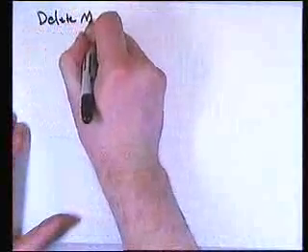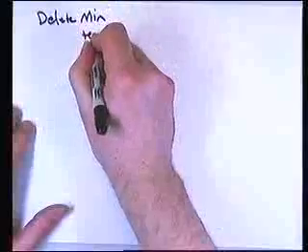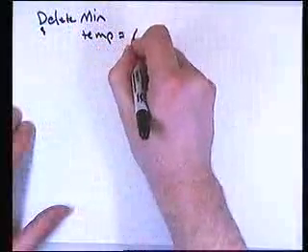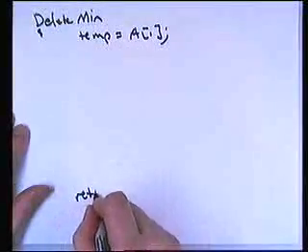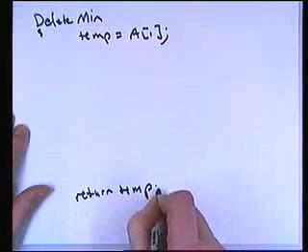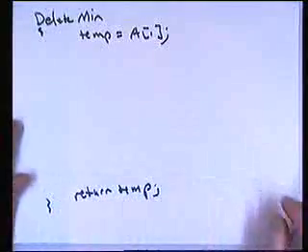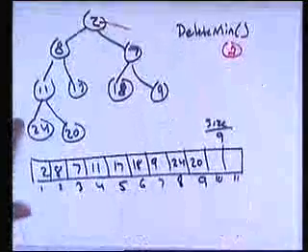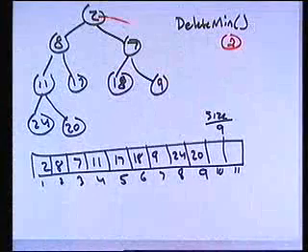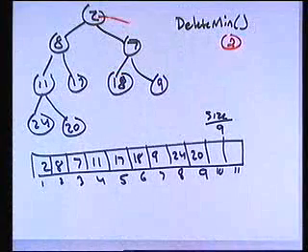When we deal with delete min, we're going to say temp is assigned the value A of 1, and then down here at the very end, we would return temp. So that said, two is safely stored away. The question is, what do we do next?